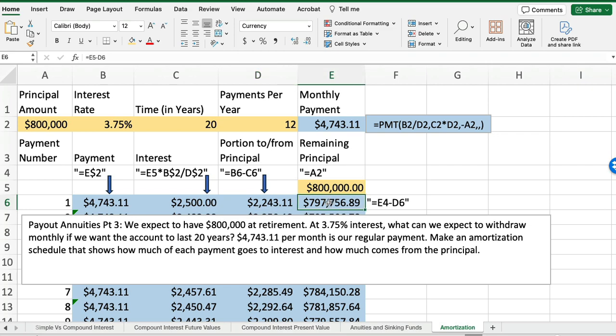And then in cell E6, type equals E5 minus D6. So equals E5 minus D6. What that's going to do is just subtract the portion that went to the principal out of the previous principal amount.